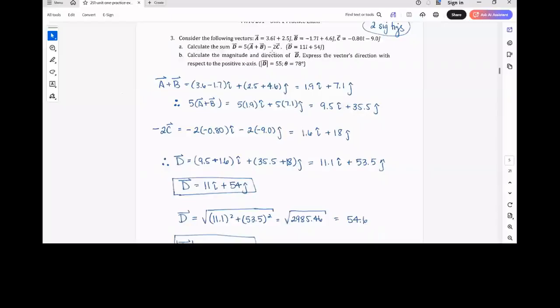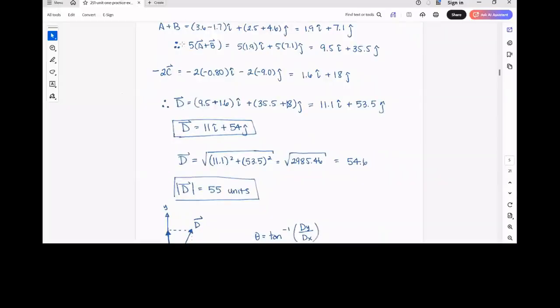Moving on, I know that I'm subtracting 2 times vector C, not just vector C itself. And because I'm ultimately going to be subtracting this, I'm going to take care of 2 steps in one by just multiplying vector C by negative 2. So negative 8.0 becomes positive 16 in the I hat direction, and negative 9.0 becomes positive 18 in the J hat direction.